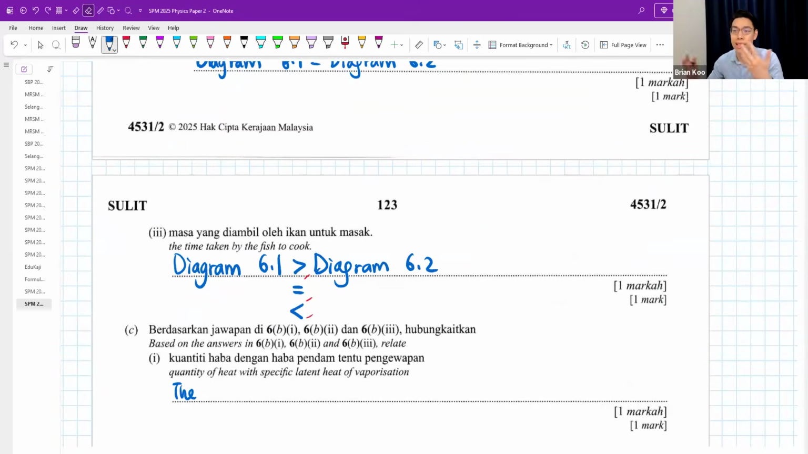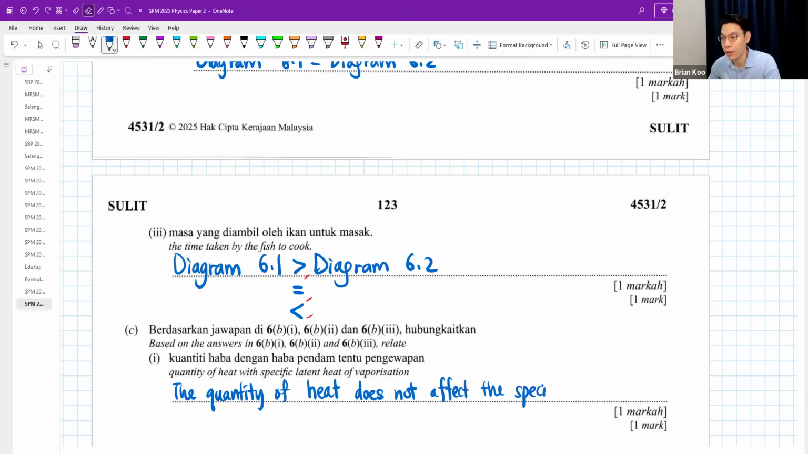Because the specific latent heat is the same, it will not change. For 1 kg of water, specific means it's 1 kg of water. Yeah, it's already fixed. The quantity of heat does not affect the specific latent heat of vaporization.